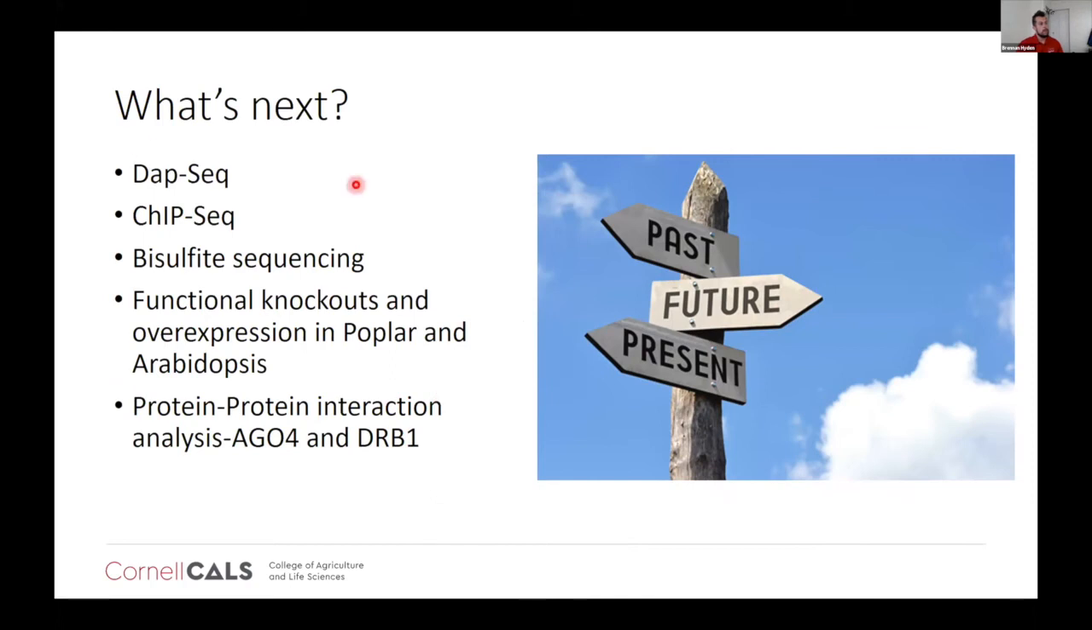So in the future, we're hoping to do DAP-seq, ChIP-seq, and bisulfite sequencing on some of the transcription factors, as well as protein-protein interaction on some of the non-transcription factors to further characterize the genes they associate with. And we'd also like to do functional knockout and overexpression as well.